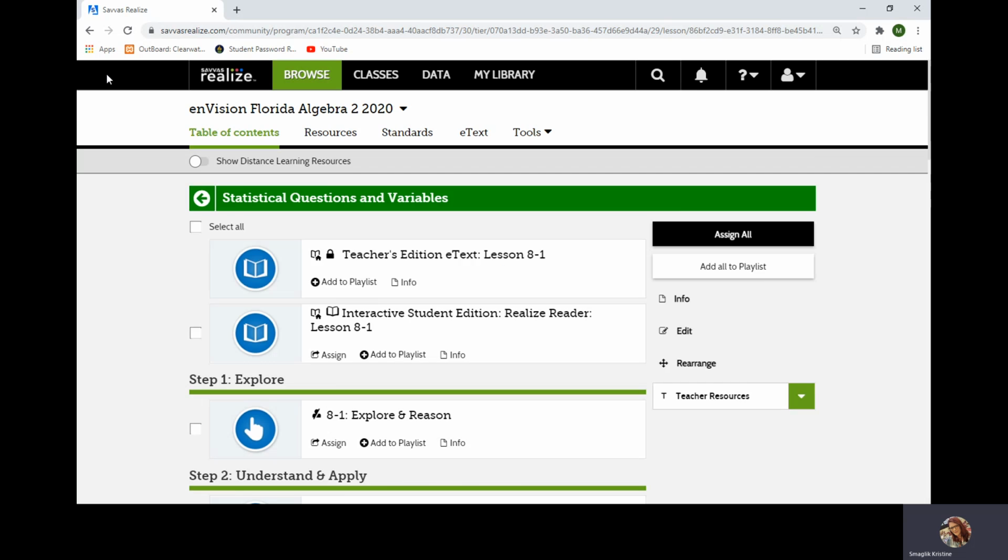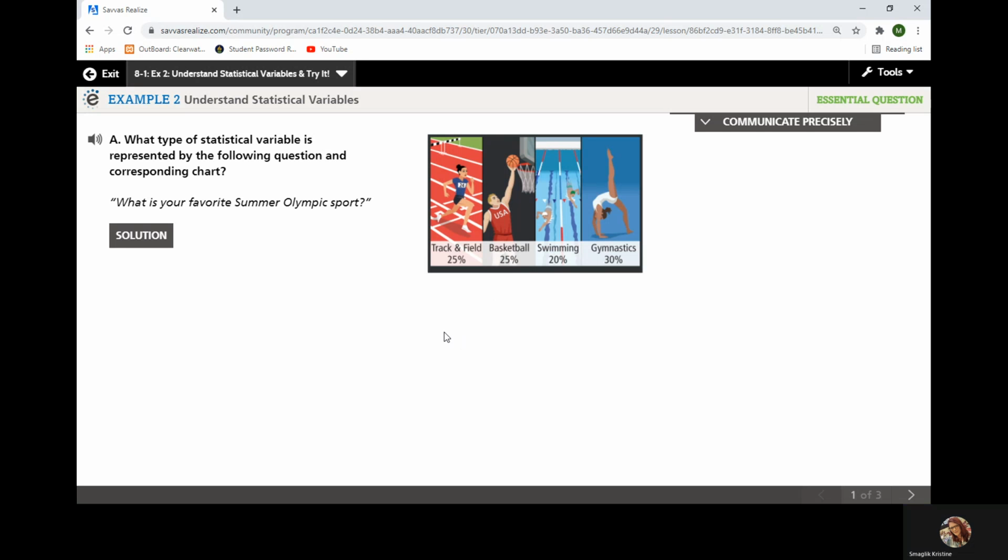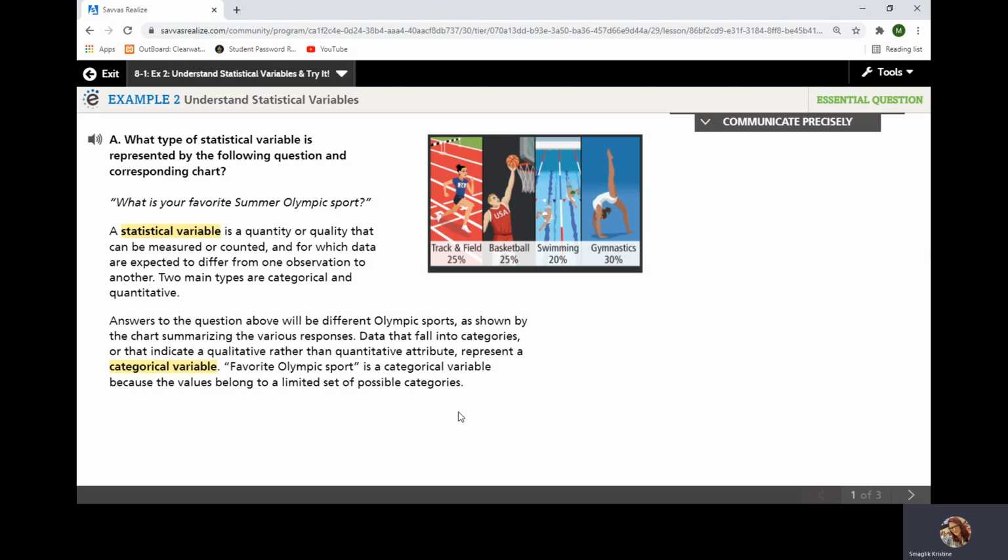And now let's take a look at example 2. We're going to understand statistical variables. So what type of statistical variable is represented by the following question and corresponding chart? What is your favorite summer Olympic sport? We have track and field, basketball, swimming, and gymnastics. Those are all categories. So a statistical variable is a quantity or quality that can be measured or counted and for which data are expected to differ from one observation to another.